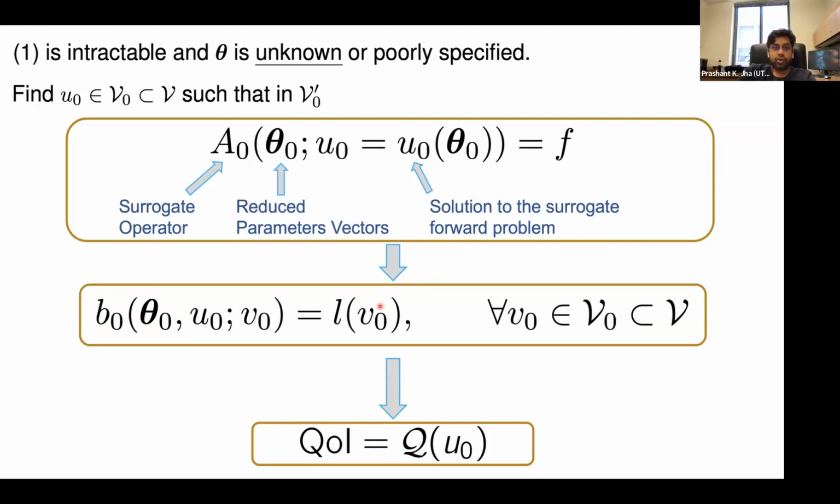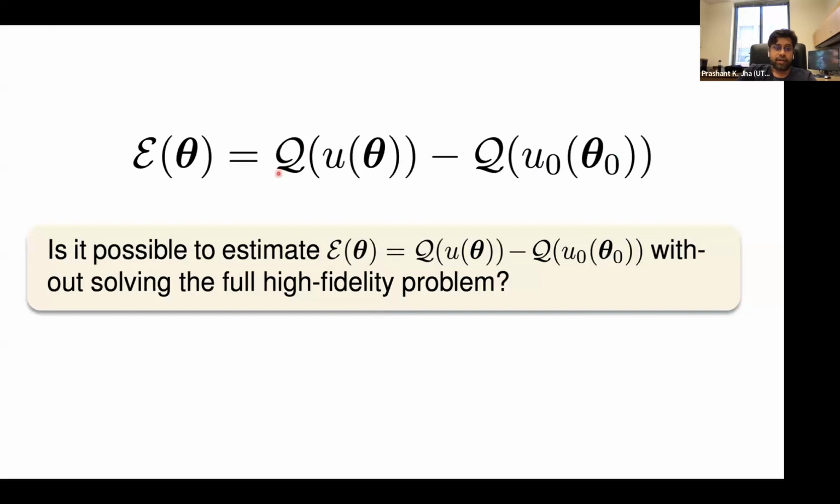Okay, so the goal now is how to estimate this error. This error, which is an error in the quantity of interest, is called the goal-oriented error, because QOI is the goal of the problem, and therefore this error is called goal-oriented error. And the question is, is it possible?